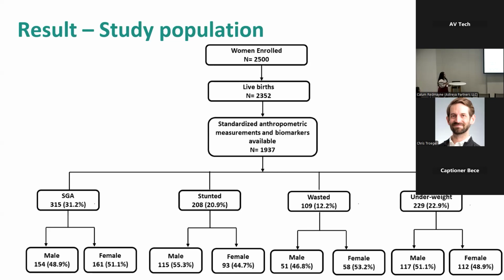So this is our study population. We ended up enrolling about 2,500 women in the Amani biorepository study that resulted in 2,352 live births. From these, we had standardized anthropometric measurements and biomarker data available for 1,937 participants, of which 31% of the babies were still small for gestational age, 21% were stunted, 12% were wasted, and about 23% were underweight.